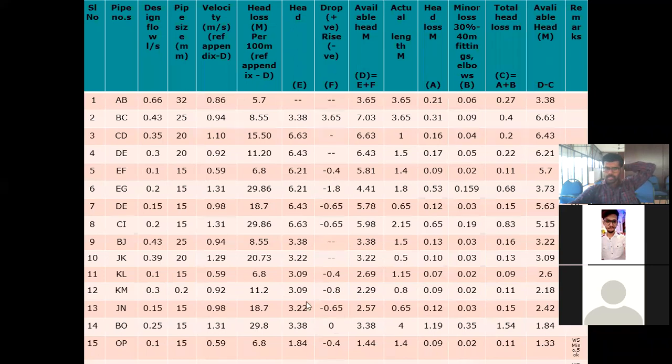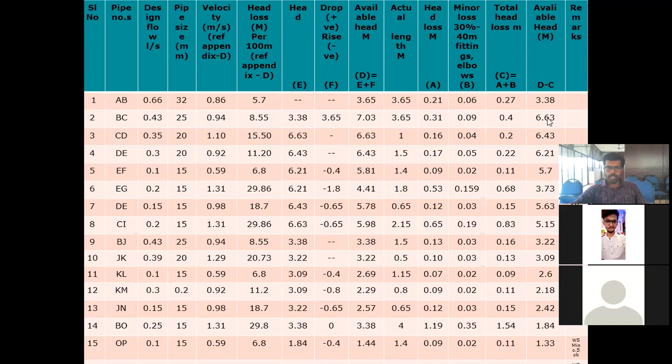Okay. The same way, minor loss 30%. Then total head A plus B, 0.31 plus 0.09, 0.4. Then available head D minus C. Okay, the same way you go for CD also.